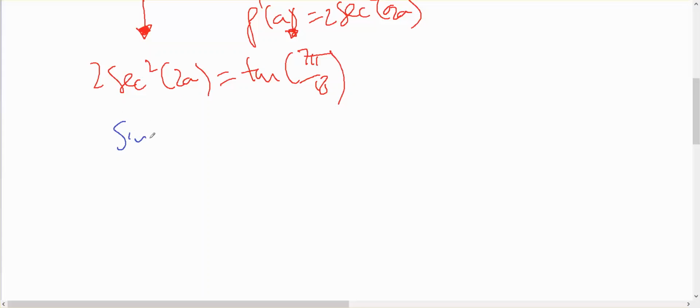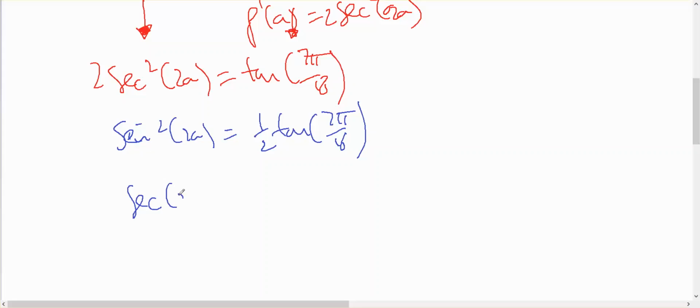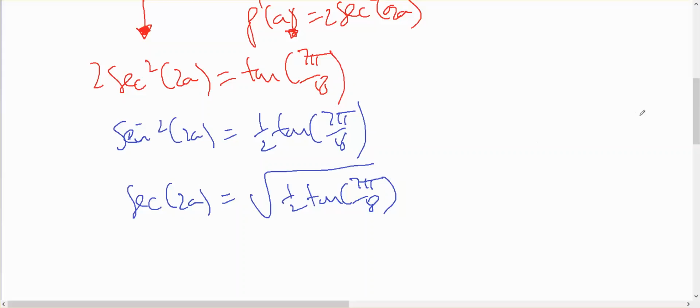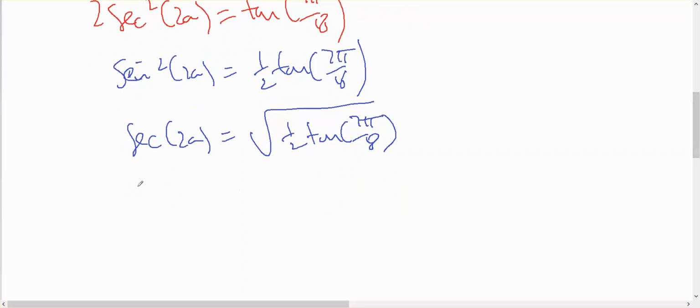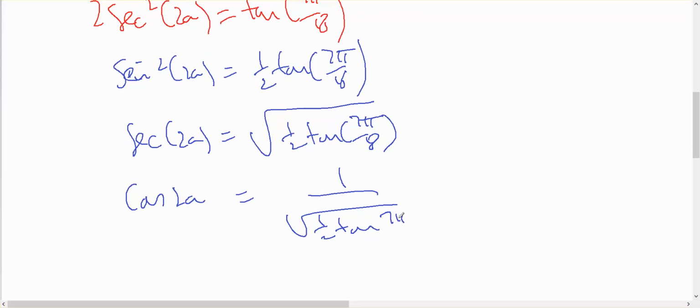So now it's a game of getting a by itself. So sec squared of 2a will equal a half tan of 7 pi on 18. Sec of 2a will equal the square root of a half the tan of 7 pi on 18. Sec is 1 on cos, so cos of 2a will equal 1 on the square root of a half tan of 7 pi on 18. This is plus or minus.